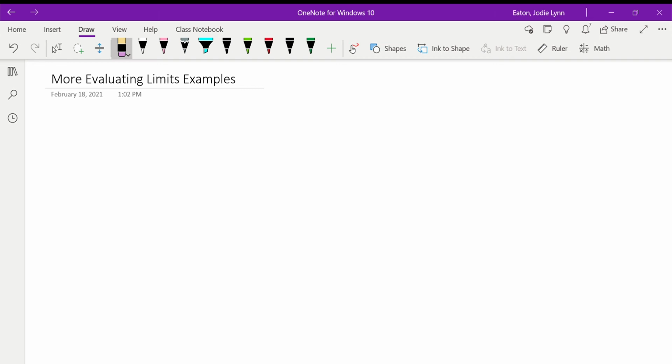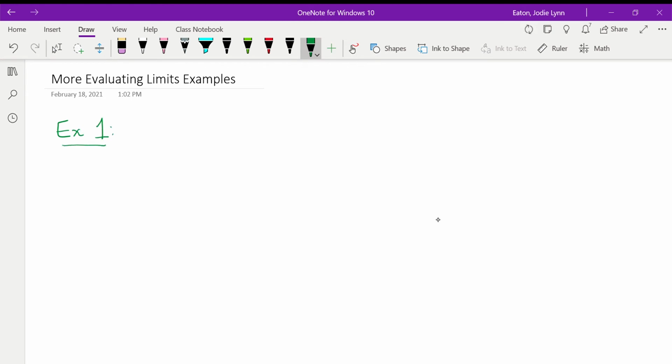For this lesson, we're going to be looking at more examples of evaluating limits algebraically, particularly in cases where we are looking at a discontinuous point on our function. So, first example, there's no actual really new stuff happening, just some more examples.